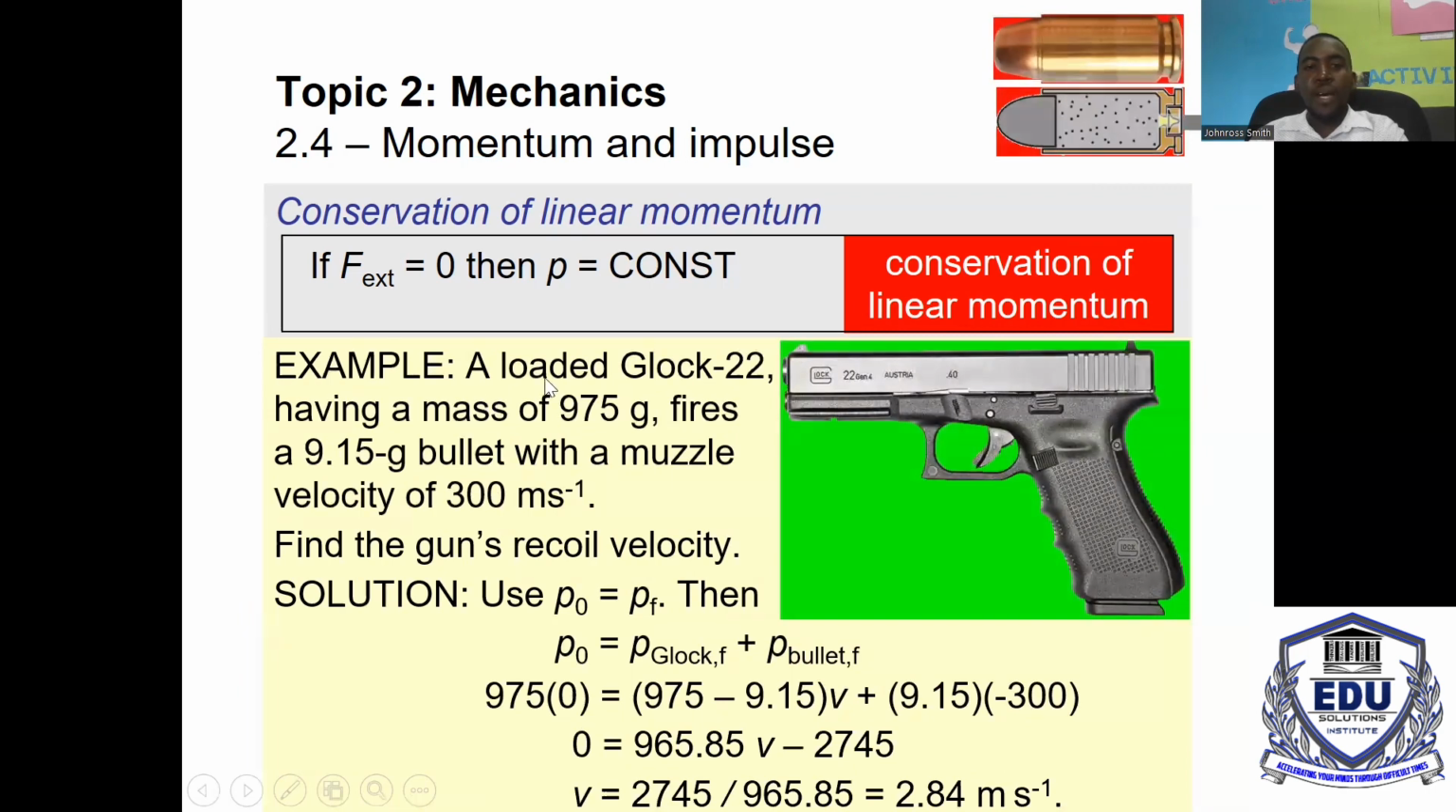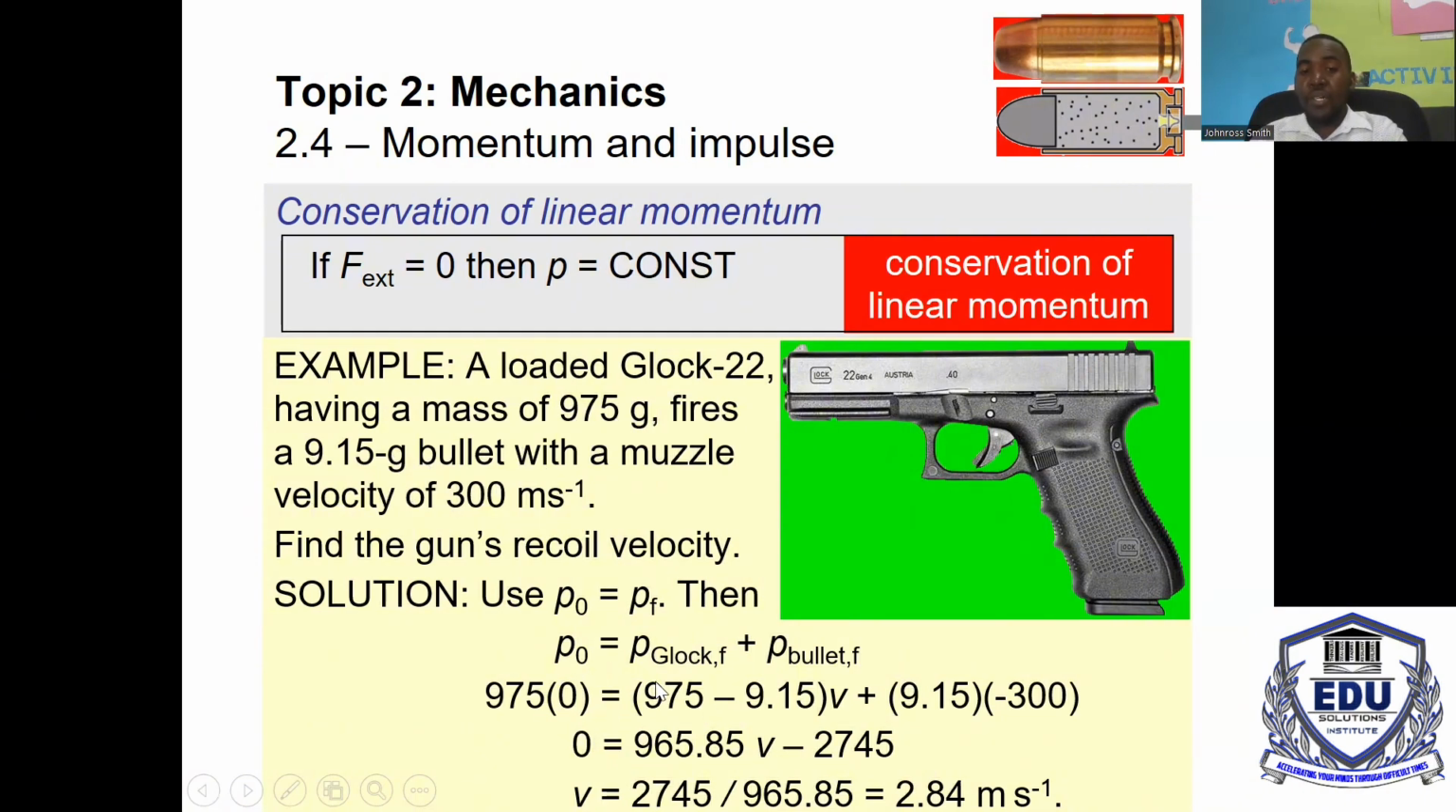So in this case, we have a gun that has a mass of 975 grams. It fires a 9.15 gram bullet from its muzzle with a velocity of 300 meters per second. We're going to find the gun's recoil velocity. What we know is that before any collision, nothing was moving, right? The gun wasn't moving, the bullet wasn't moving. So therefore, momentum before will be 0.